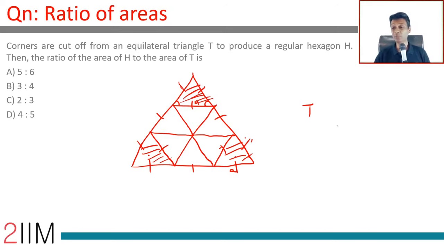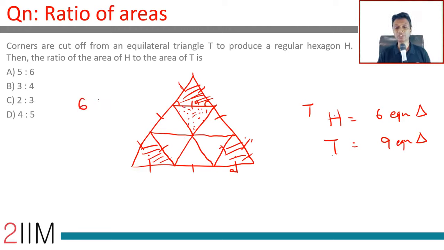Brilliant. In other words, our hexagon is 6 equilateral triangles. Our big triangle is 9 equilateral triangles. 9 equal equilateral triangles. I am considering this as one simple constructing block, equilateral triangle. Or the ratio of area of H to T is 6 is to 9, which is 2 is to 3.